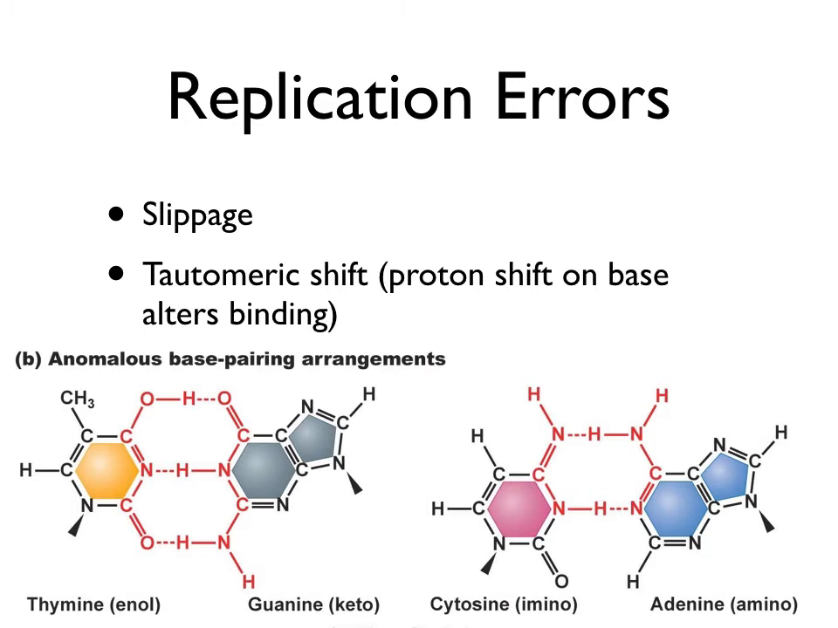You're not supposed to have hydrogen bonds forming between these different bases. But it happens when the protons shift on one of the bases, causing it to act like something else, causing it to have an affinity for binding with another base that it would not normally bind with, okay? So in this case, the amino form of the cytosine down there and the enol form of the thymine are not binding in ways that they normally would.